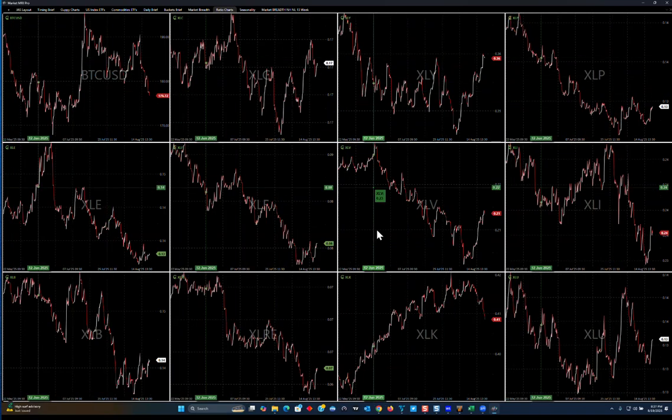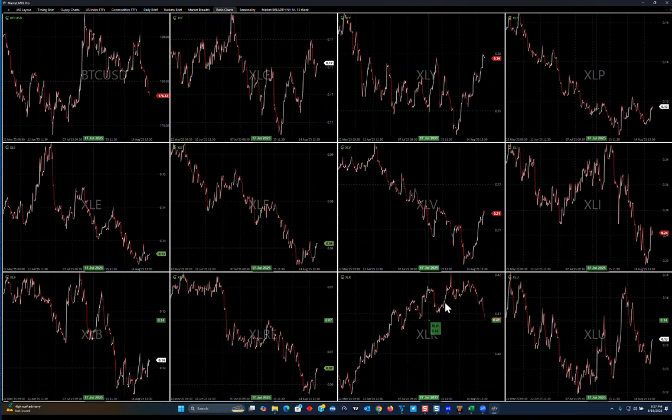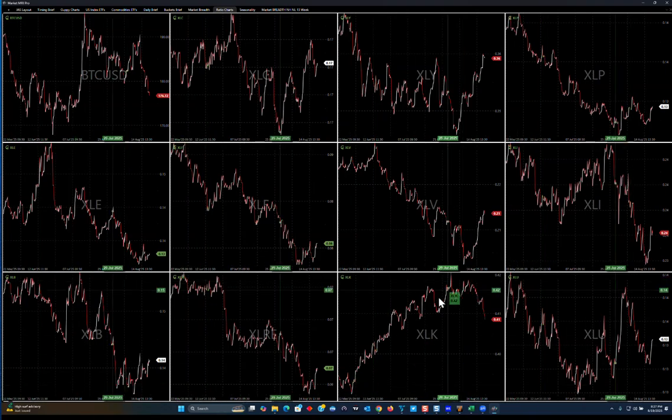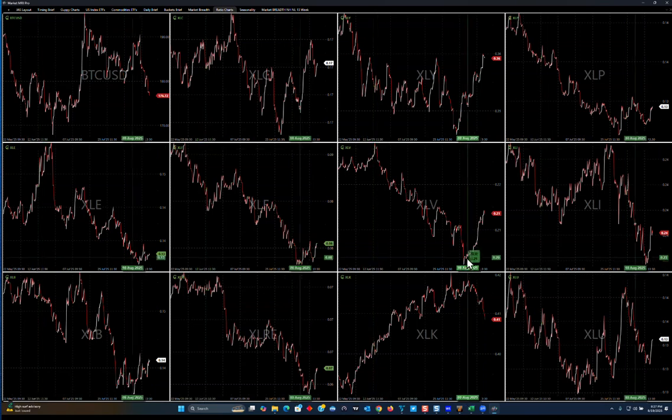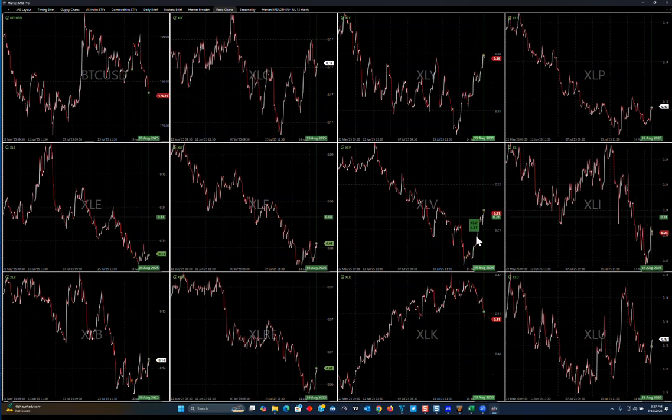Something that's been strong for a while will be lower left, upper right, but technology is selling off. Healthcare has been weak. But look what's happened over the last couple of days. Healthcare's turned up. These are hourly charts.